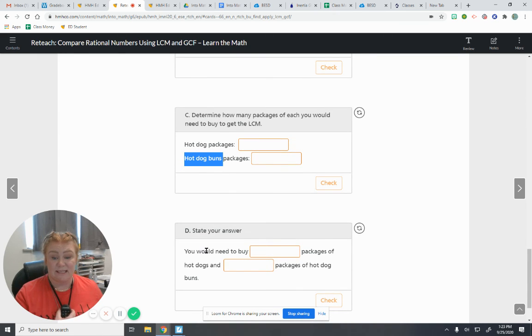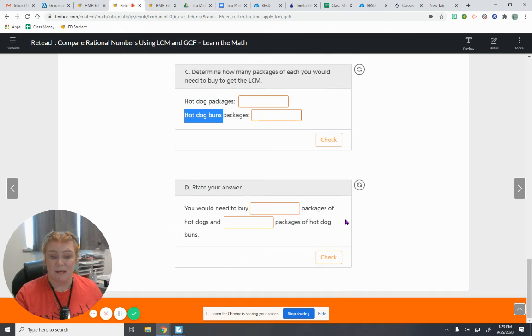So then rewrite it in a sentence. You would need to buy blank packages of hot dogs, so your answer here, and blank packages of hot dog buns, your answer from here. And then go ahead and check those and then do your math for today. Great job.